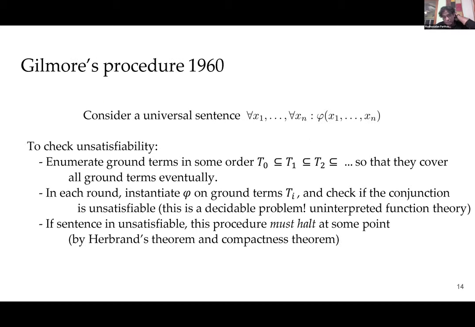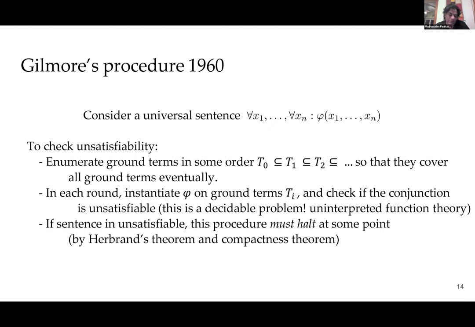This is actually the procedure Gilmore did in 1960 for pure first-order logic, no background theories. You consider a universal sentence to check unsatisfiability. You can enumerate all ground terms in some order, say depth d ground terms is the d-th level. In each round you instantiate with the ground terms. And once you instantiate, it turns out that the problem is decidable because it's just uninterpreted function theory, which we know even SMT solvers support.